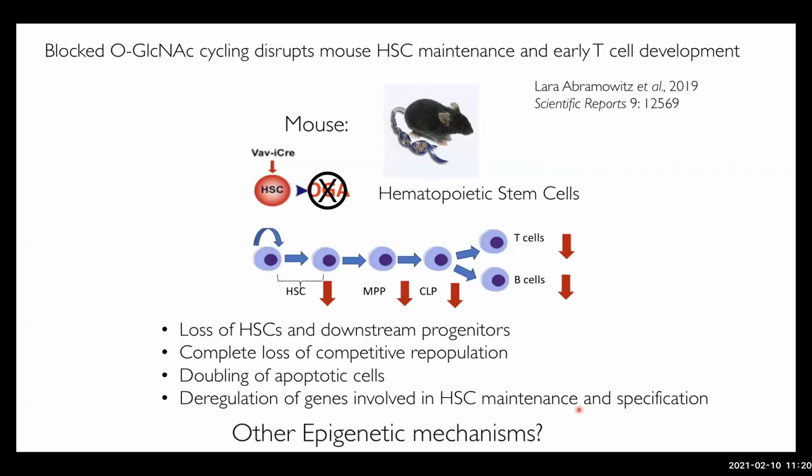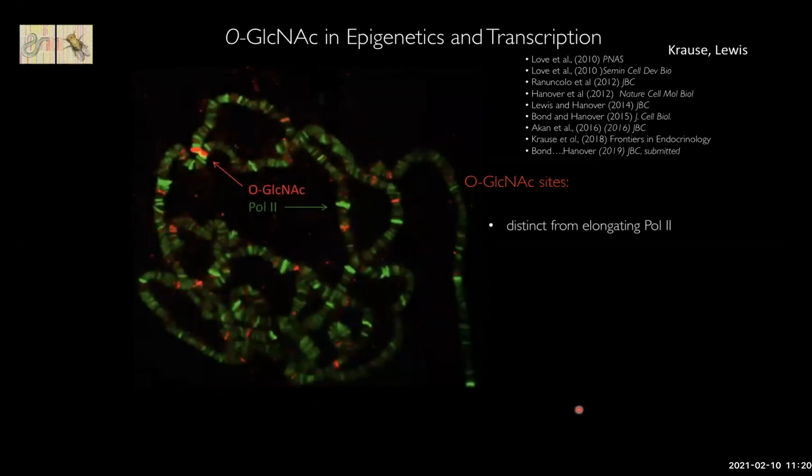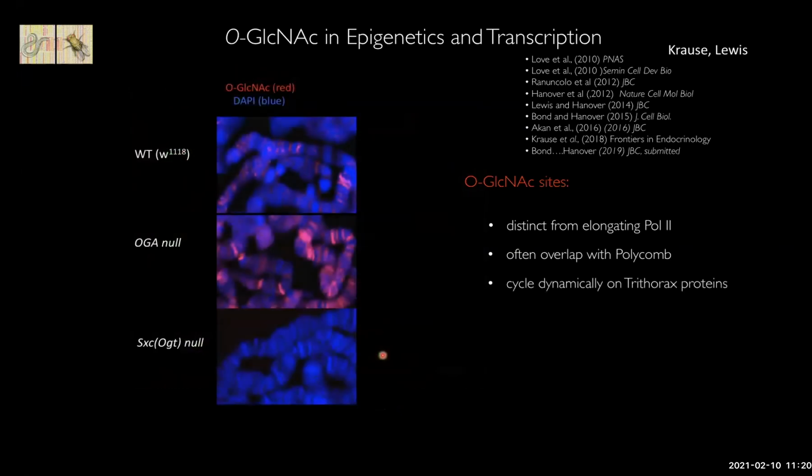So let's look at the other epigenetic mechanisms that have been invoked for O-GlcNAc. I'm going to go through this very quickly. They're mostly pretty pictures of Drosophila polytene chromosomes, but we've done all of this with transcriptomics and ChIP-seq and other analyses. We find that O-GlcNAc sites are distinct from the position of elongating pol2. They often overlap with polycomb repressive complex on chromosomes. They dynamically cycle on proteins of the trithorax family class.